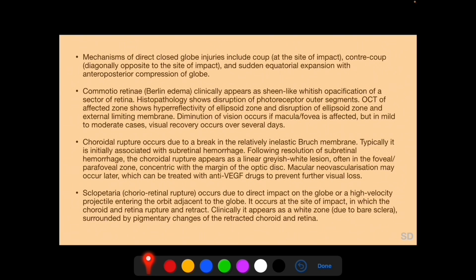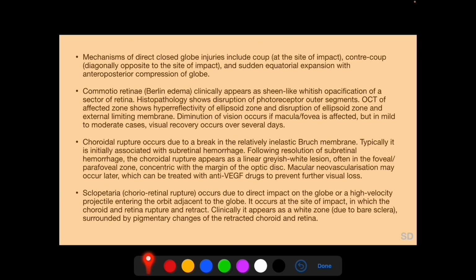Typically, it is initially associated with subretinal hemorrhage. Following resolution of the subretinal hemorrhage, the choroidal rupture becomes more distinctly visible and appears as a linear grayish-white lesion, often in the foveal or parafoveal region, concentric with the margin of the optic disc. Macular neovascularization may occur later following a choroidal rupture, which can be treated with anti-VEGF drugs to prevent further visual loss.